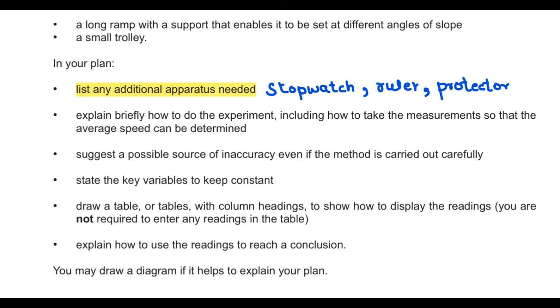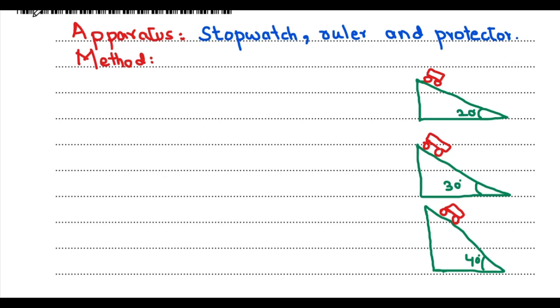Now next, it is saying explain briefly how to do the experiment, including how to take the measurements so that the average speed can be determined. Basically, our experiment is to set the ramp at different angles of slope and then to let the trolley fall down, and we will measure the distance traveled by the trolley and the time, and we will calculate the speed out of it, and we will see how the speed varies with the slope.